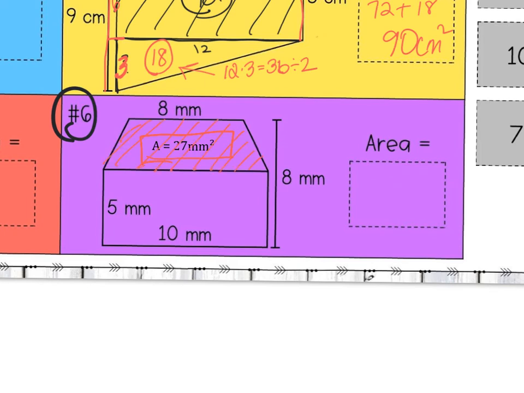So quickly, I see that this is a rectangle. Length times width is 5 times 10, which is 50. So now I'm going to add 50 plus the 27, and I get 77 millimeters squared.